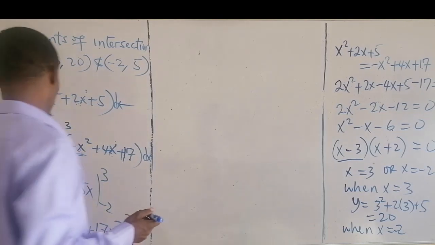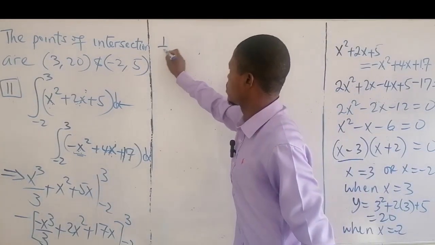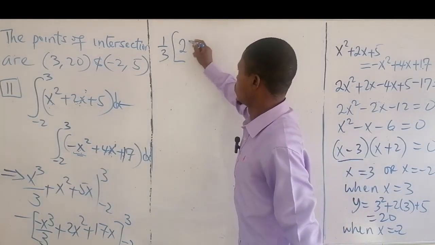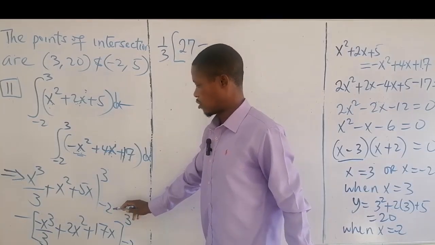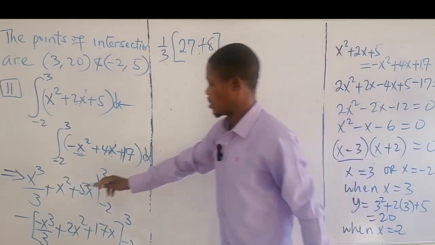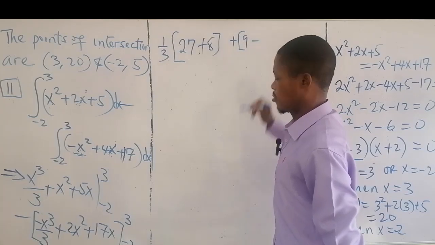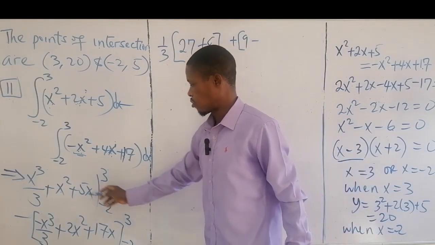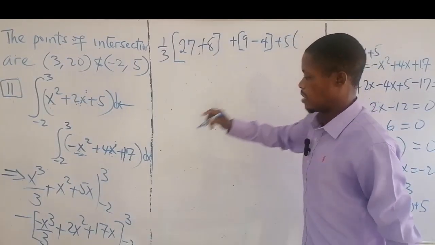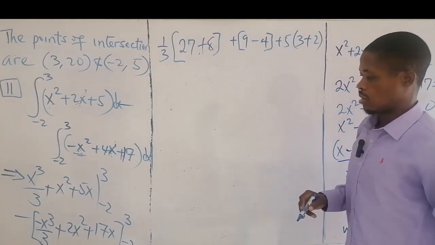So let's now begin to substitute those upper and lower boundaries. For the first one, I'm going to have 1 over 3 into brackets. The upper boundary is 3 cubed, that's 27. Then minus the lower boundary, that's minus 2 to power 3, which gives us plus 8. Then this second one here will be 3 squared, that's 9, minus the lower boundary, minus 2 squared, that's 4. Then 5 times the upper boundary 3 minus minus 2, that's plus 2. So I'm through with this first one.